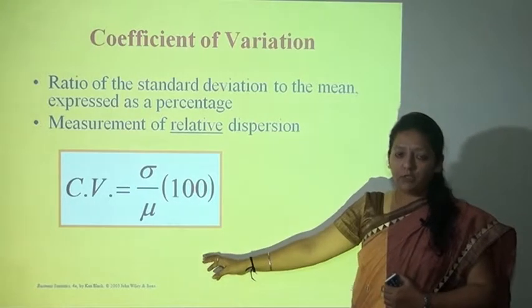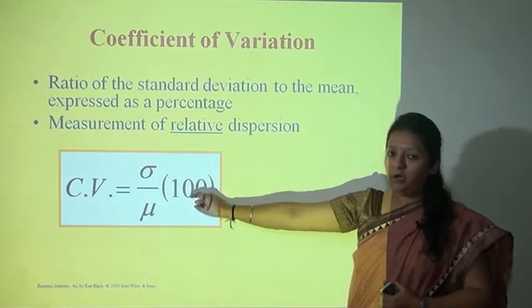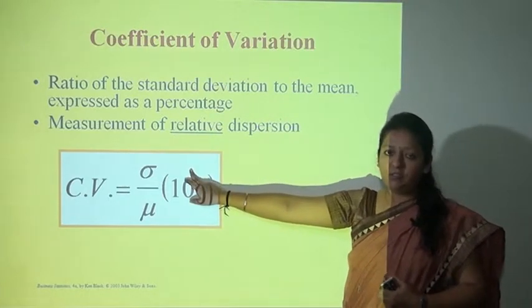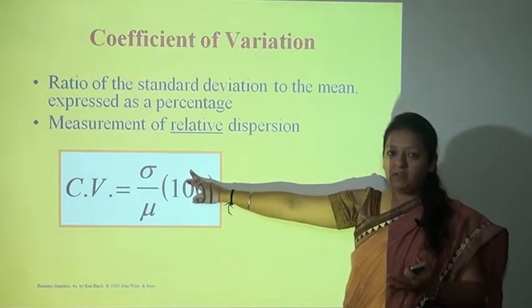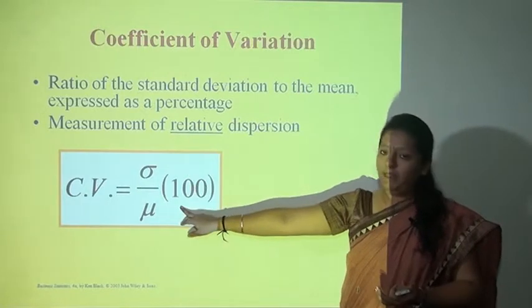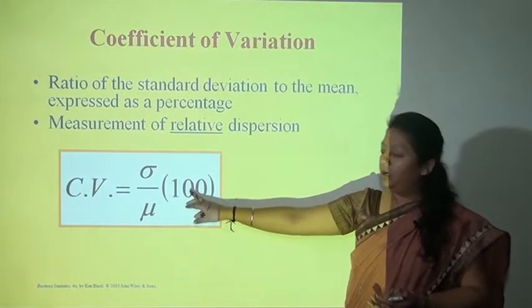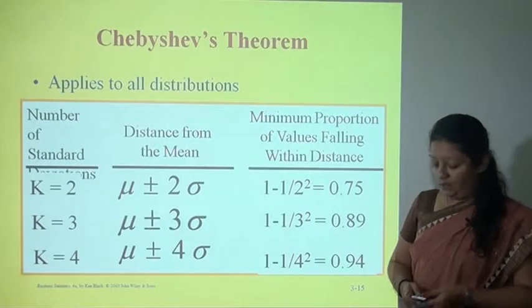It can be calculated using the formula: coefficient of variation is equal to sigma divided by mu, multiplied by 100. Sigma is the simple standard deviation, as we have seen in the previous slides, divided by mu, the mean or population mean, multiplied by 100. Now we'll see the calculation.